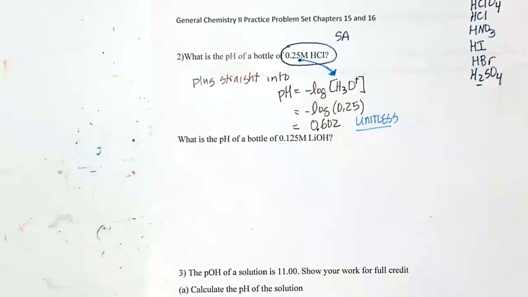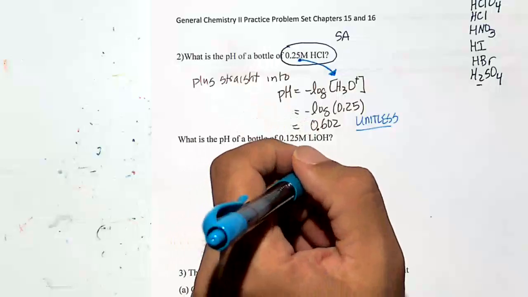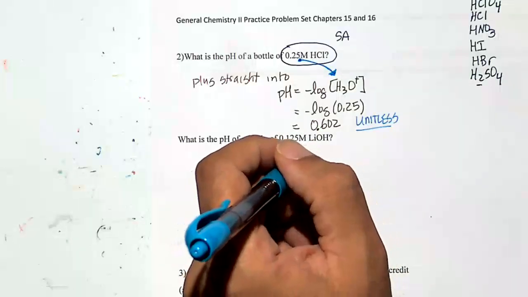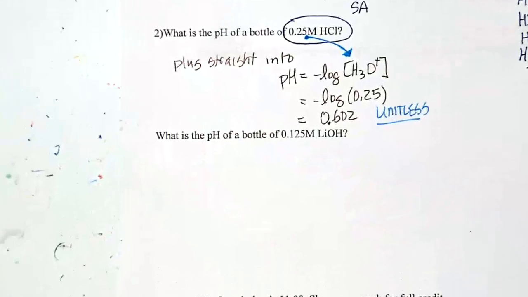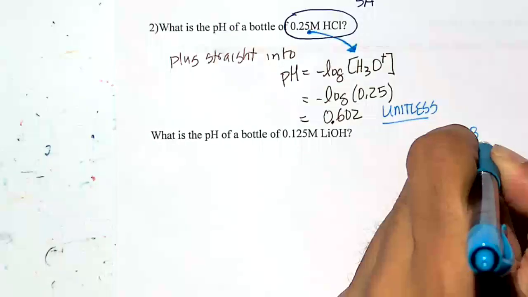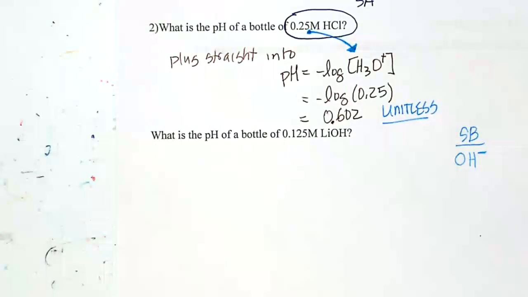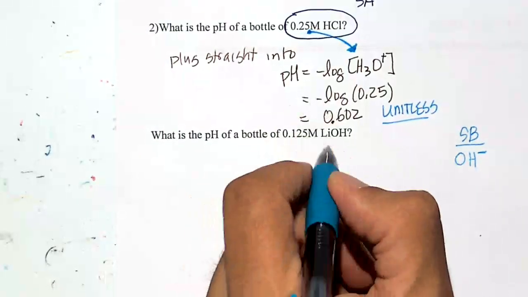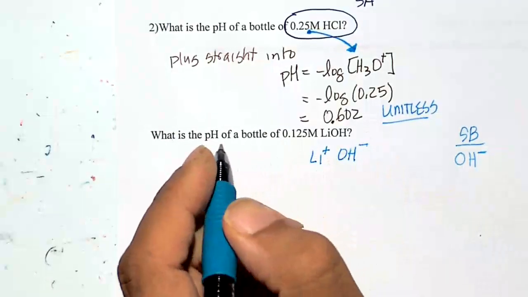All right. What about lithium hydroxide? What do you think that is? Is this a weak base that needs a Kb? Yes or no? Okay, what are strong bases? Anything that has that OH minus is a strong base. So this is actually lithium ion and hydroxide ion.